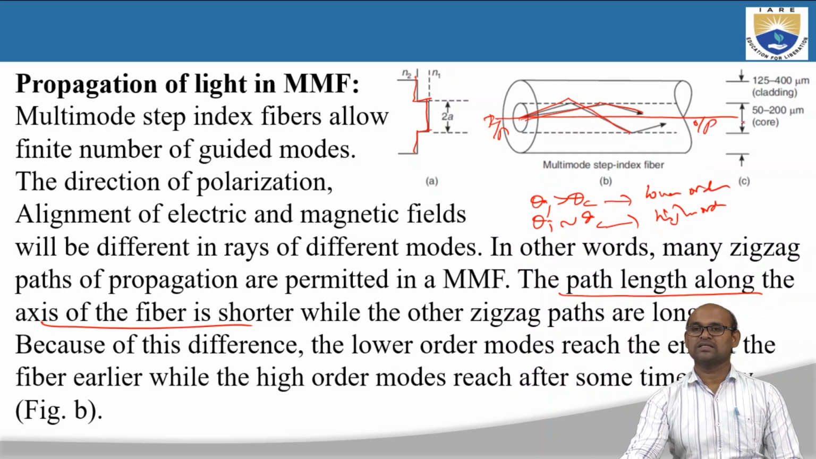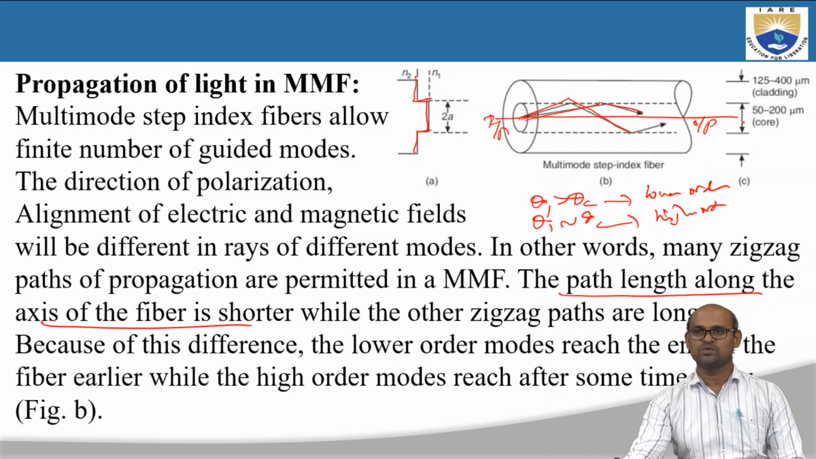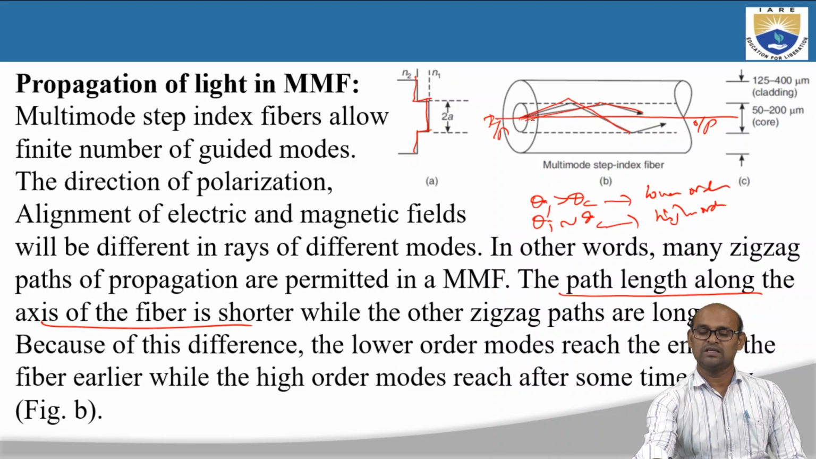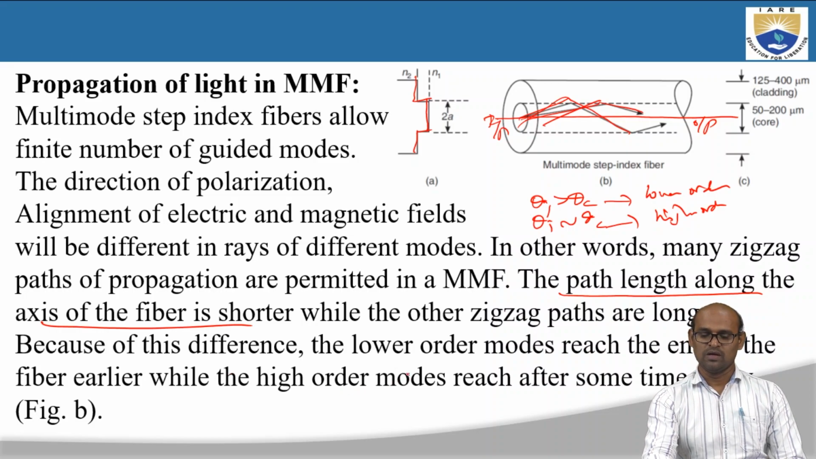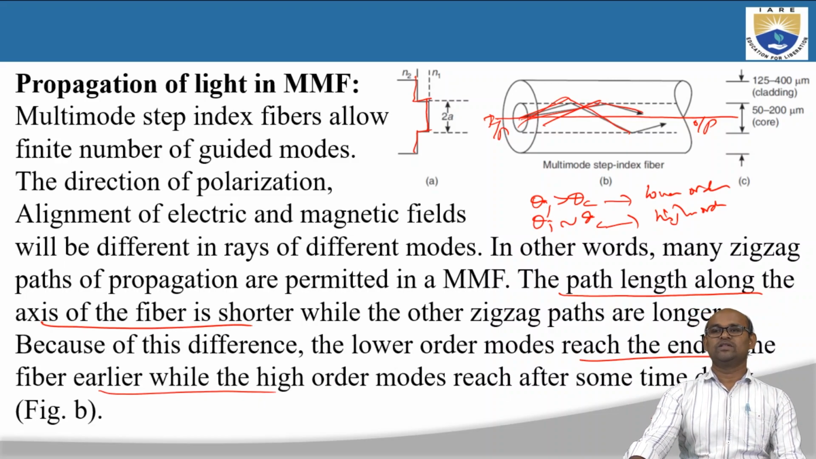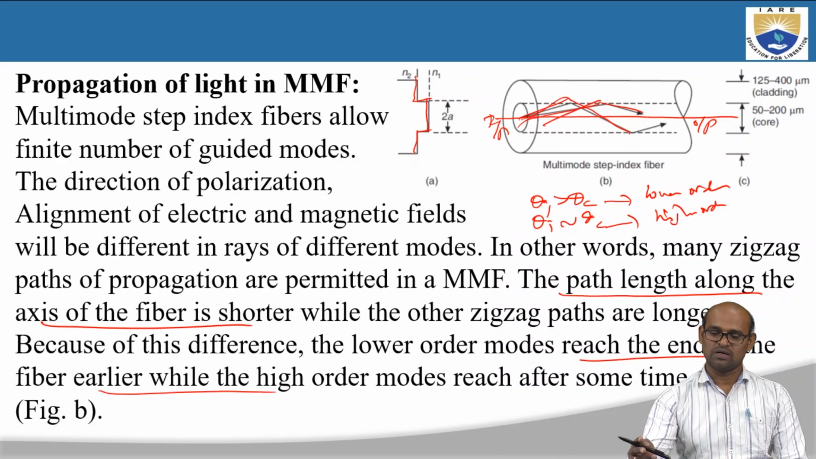Along the axis of the fiber, the path length is very small, whereas if you take these zigzag paths, the path length is longer compared to the axis of the fiber. Because of this difference, the lower order modes reach the end of the fiber earlier, while the higher order modes reach the end of the fiber with some time delay. So this is what we have discussed.